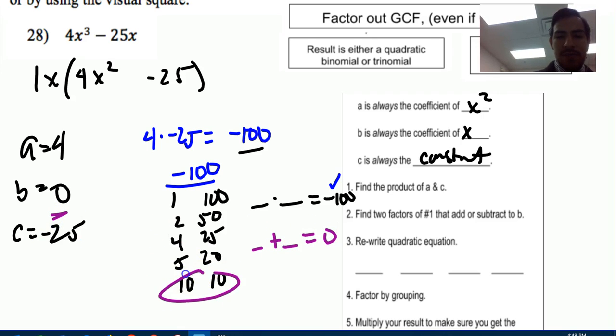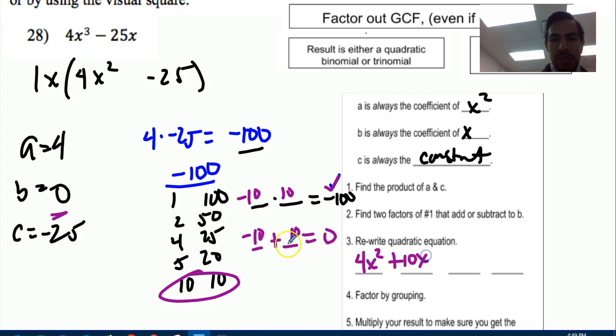And that's how I know it's 10, because the only way I can get 0 is if I subtract one thing from the other. So let's do negative 10 plus 10. Negative 10 times 10 gets us negative 100, so we're good there. Now we rewrite. Ignoring that x on the outside, we won't forget about it though, we're going to put a 4x squared, a plus 10x, a minus 10x, and then a minus 25. Again, the minus 25 came from here, and the 4x squared came from there as well.